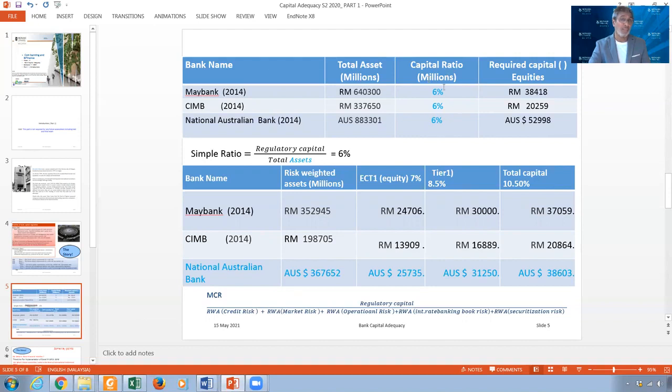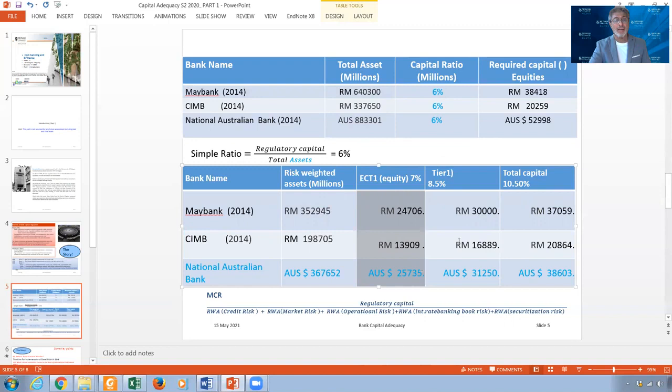valid before 1989. Now I take the same data: risk-weighted assets in millions in 2014. But I didn't take the total assets; I take only the risk-weighted assets according to Basel. And I multiply it by 7%, because Basel has 7% equity, 8.5% tier 1, and 10.5% for total capital. Before 1989 it was only for the equity, so I also applied the equity.